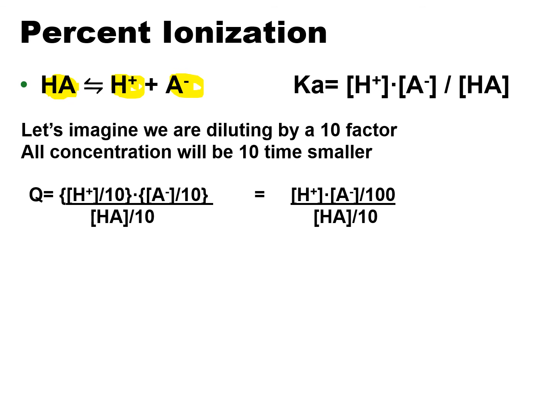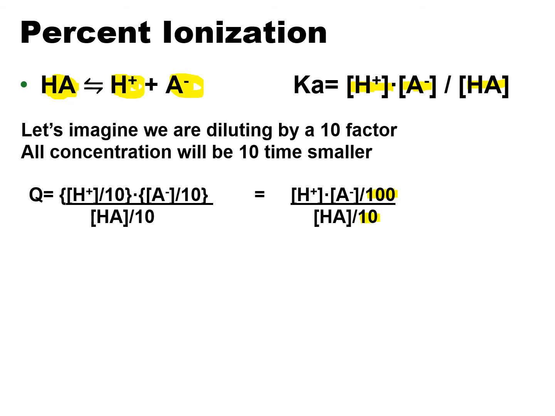So you're not at equilibrium anymore because you have changed the concentration. So you can calculate Q. On top you have this that's been diluted 10 times. This has been diluted 10 times. So the difference is going to be a 100 factor, while this is going to be 10 times.